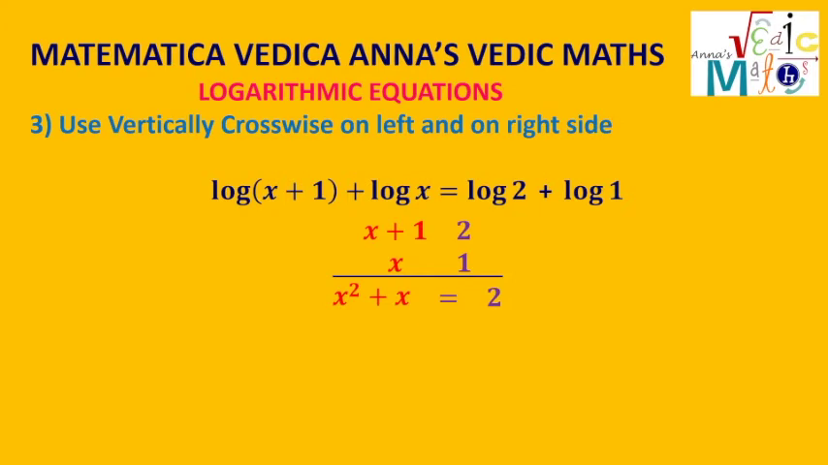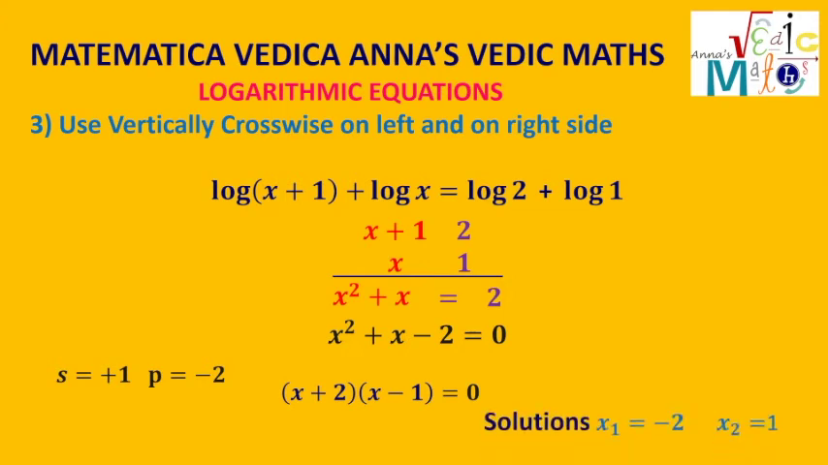And we multiply each side using the sutra vertically and crosswise of the general multiplication. The right side is only vertical multiplication. We find x squared plus x equal 2. This means x squared plus x minus 2 equal 0. This means to find two numbers that add up to 1 and the product is minus 2. These two numbers are 2 and minus 1. So the solutions are x1 equal minus 2 and x2 equal 1.